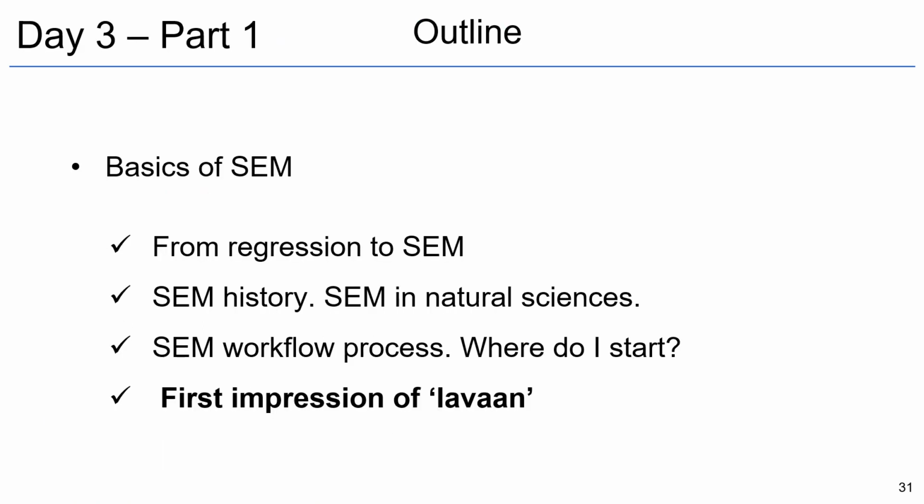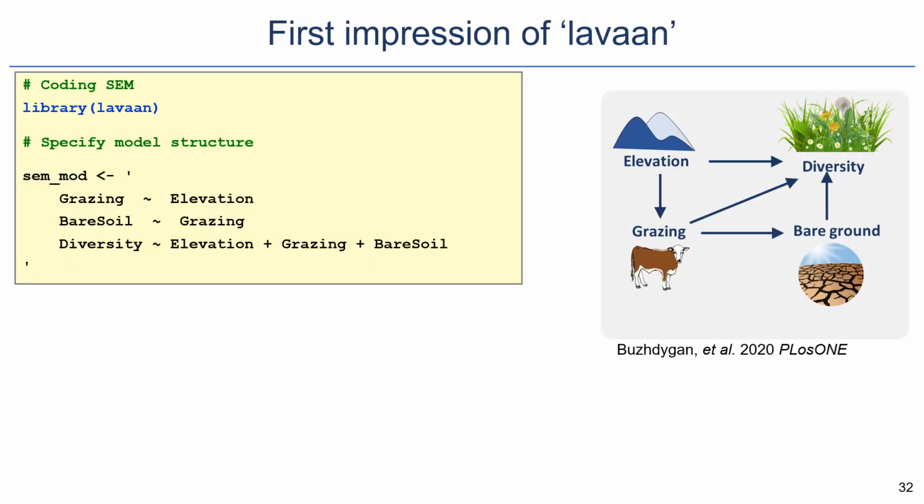And so we will use the data and test our SEM model using the lavaan package in R. And in this way, we will get the first impression of this package. First, we have to install the lavaan package, or to call the library if you already installed it. And the first step is to specify our model structure.